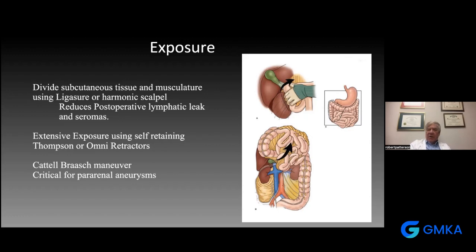Self-retaining retractors are, I consider them almost a necessity today, as opposed to 30 years ago, with 5 medical students standing around with retractors. Self-retaining retractors provide excellent exposure. In patients that need renal artery reconstruction, or significant pararenal aneurysms, I find doing a Cattell-Braasch maneuver and bringing the small bowel up rather than tucking it to the right as we traditionally do provides incredibly good exposure for the whole paravisceral aorta. And that's something I think should be considered.